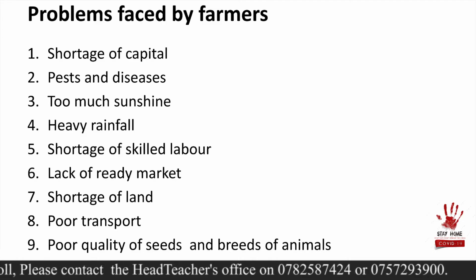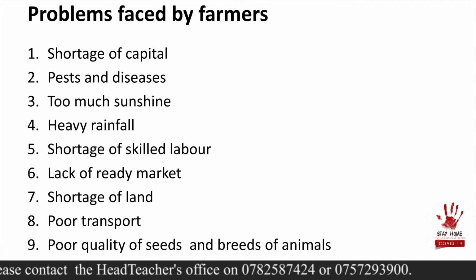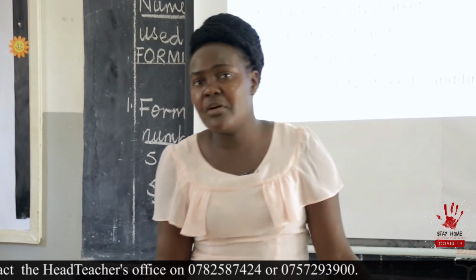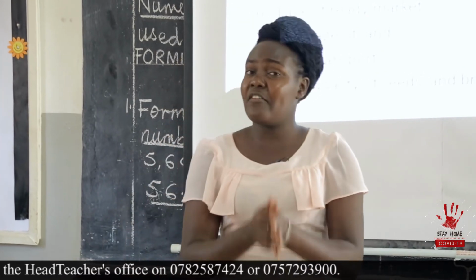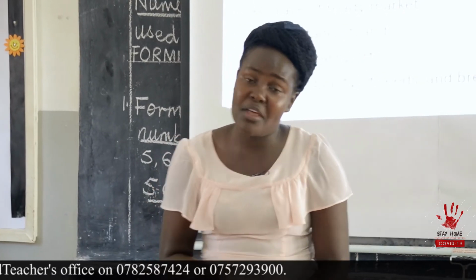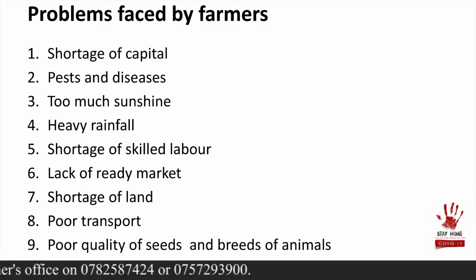Another one is shortage of land. People lack land. People wish to have big farms, but you know very well land is very expensive. If a farmer doesn't have money to buy that land, that will be another problem for the farmer.